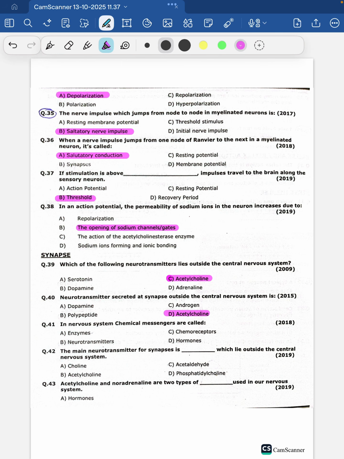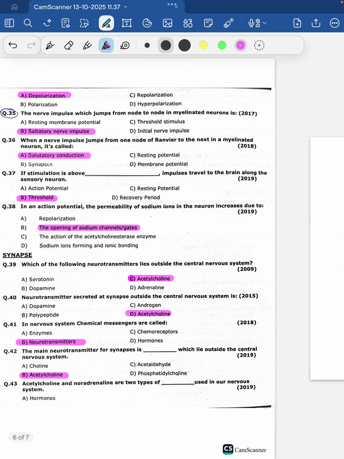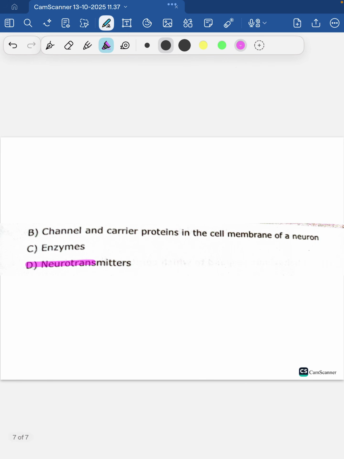Question number 41. In the nervous system, chemical messengers are neurotransmitters. Beta is the right option. Yes, you are right. 42. The main neurotransmitter for synapses outside the central nervous system is which? Delta, acetylcholine. Acetylcholine and noradrenaline are two types of neurotransmitters. Delta is the right option.